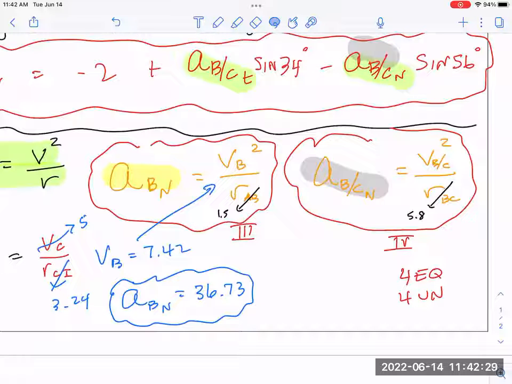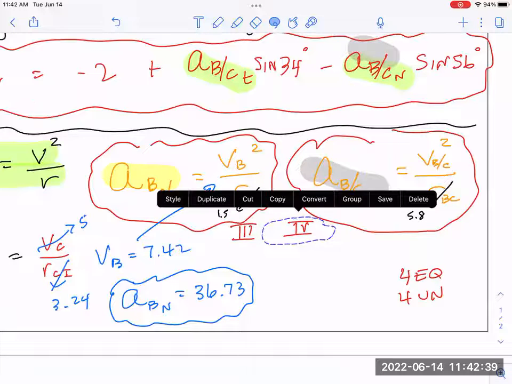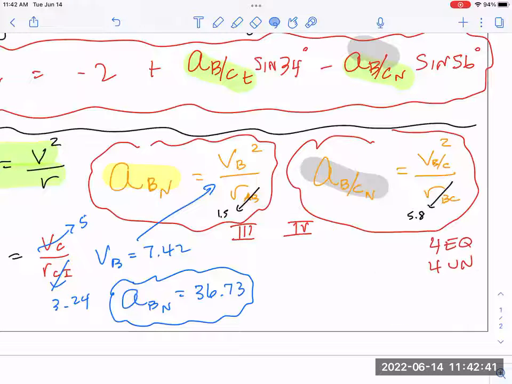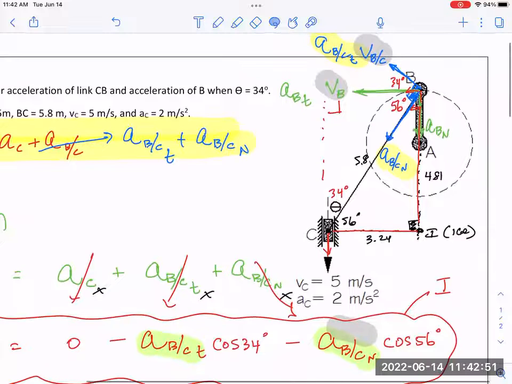Yeah, let's get that. See if I can squeeze this all in here. So what about the other one? I'm sort of thinking with you now, because we did that up here, but now I need this one, right? Now I need this velocity. How do I get that velocity?